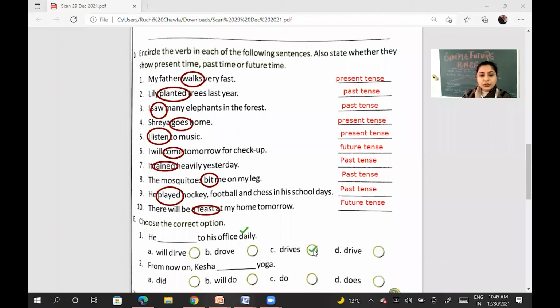Now question number 2. From now on, Kesha dash yoga. Now read the sentence carefully. From now on, मतलब अब से, यानी कि action has not started yet. And if action has not started yet, which tense is that? Simple future tense, right? So what will happen? Will, right? So correct option is will do. From now on, Kesha will do yoga.